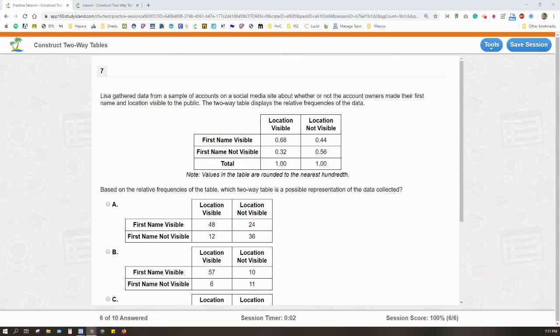Next problem. Number 7, Lisa gathered data from a sample of accounts on a social media site about whether or not the account owners made their first name and location visible to the public. The two-way table displays the relative frequency of the data. So this is a relative frequency table, and you should be able to tell right away that this is a column relative frequency table because the totals of the columns are 100% or 1.0. Based on the relative frequencies of the table, which two-way table is a possible representation of the data collected?